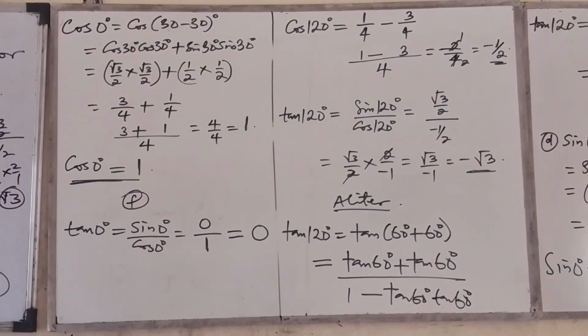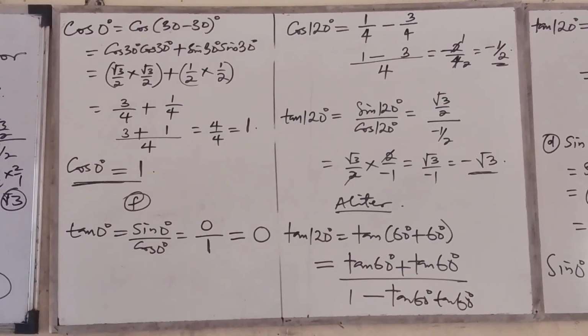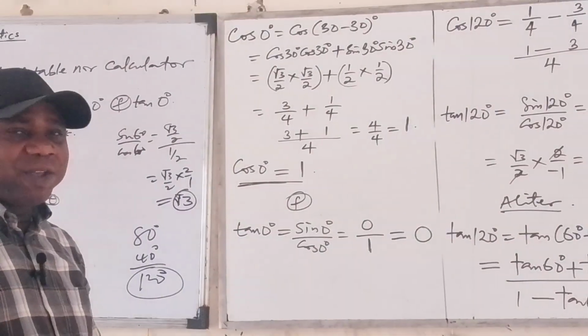So now, since we know the value of cos 0, you know cos 0 is 1. And the complement of this 0 is 90. So it means sine 90 degrees will be 1. And if you also apply this identity, it will also give us the same value.